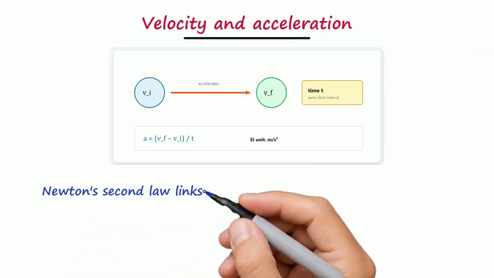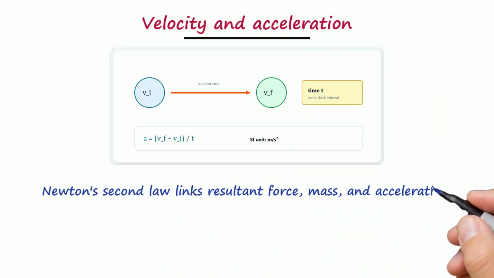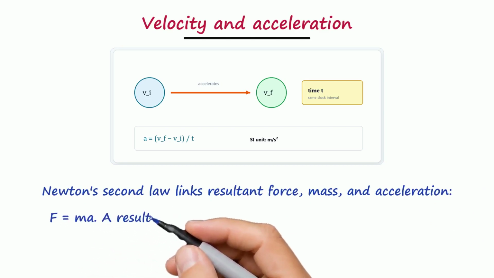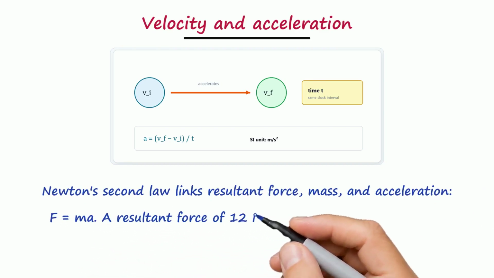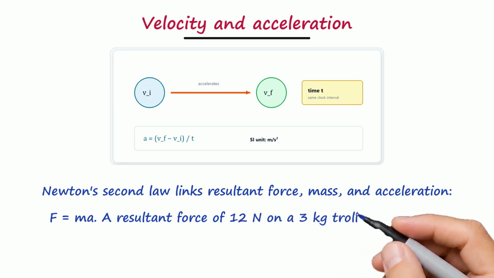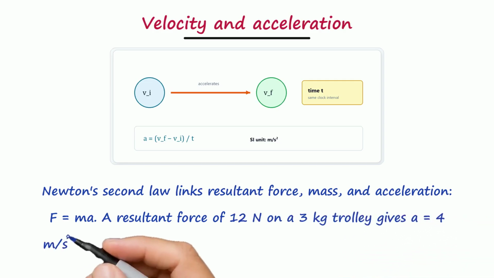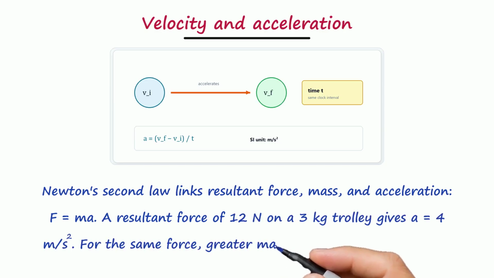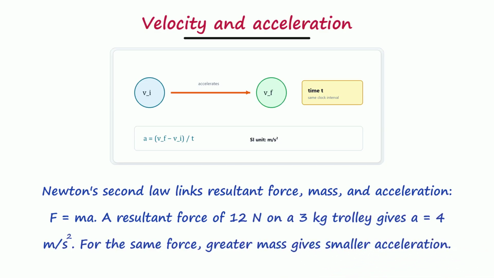Newton's second law links resultant force, mass, and acceleration. Force equals mass times acceleration. A resultant force of 12 N on a 3 kg trolley gives a = 4 m/s². For the same force, greater mass gives smaller acceleration.